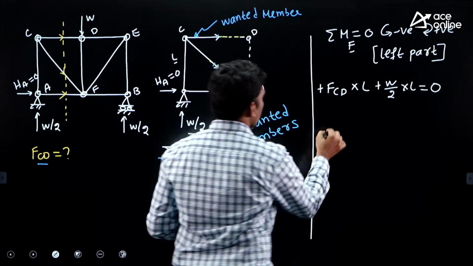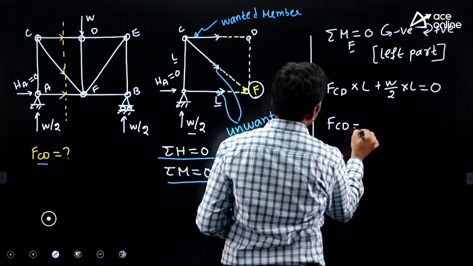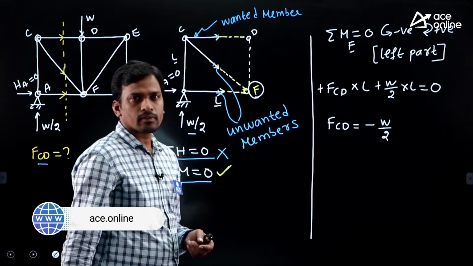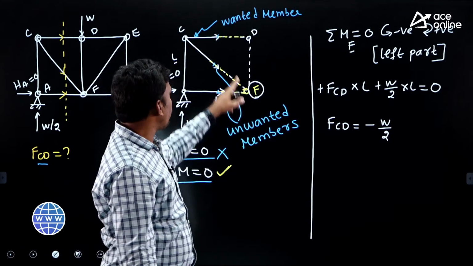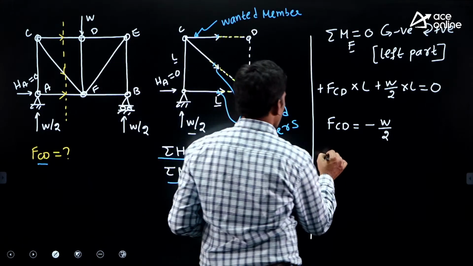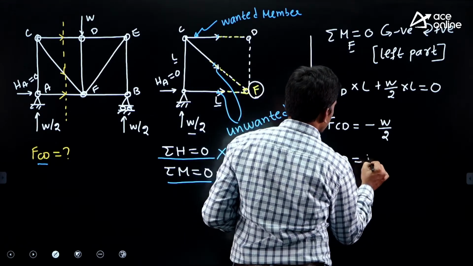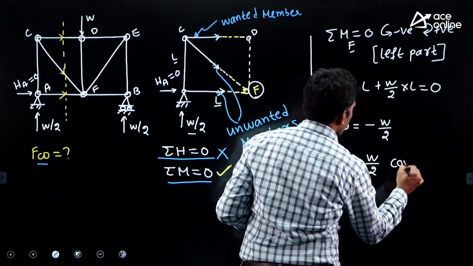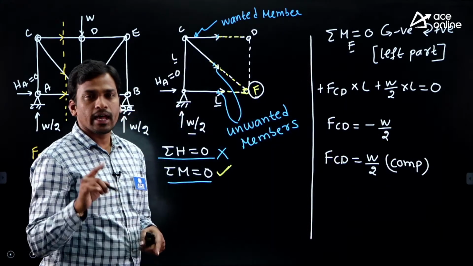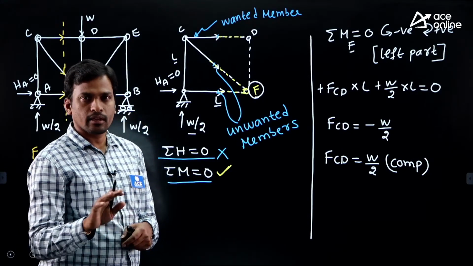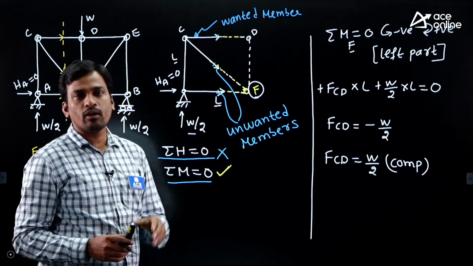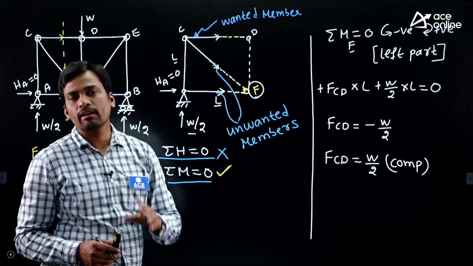Then from this equation, what is the force in member CD, students? This is minus W by 2. So minus is present, the assumption is wrong. Initially we assumed tensile force, now it is not tensile force, it is compressive force. Now the force in member CD is W by 2, and this is compression. Why compression? Because here we got negative. So a negative sign implies the assumption is wrong. Clear, students? And remember, students, the wanted and unwanted member concept we have to use only for the moment equilibrium equation.